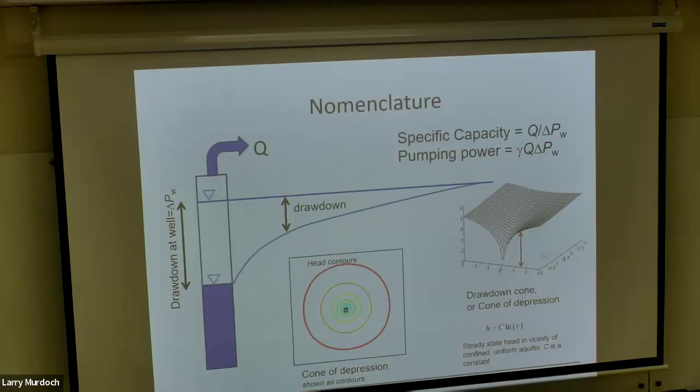So this is a plot of what the drawdown, the cone of depression, looks like. At steady state, the hydraulic head is a logarithmic function of the radius. So that's log of R, that curve right there. And then you take that log of R and spin it around, and that's the shape. And then plot it, contour map, that's what you get. Okay, so there's some terminology.